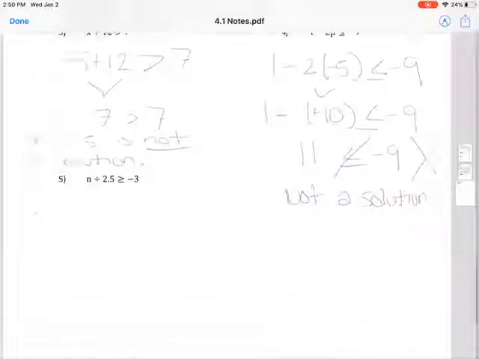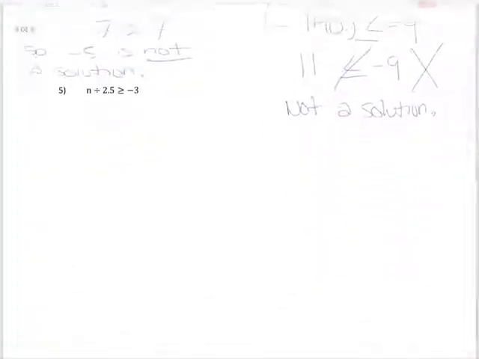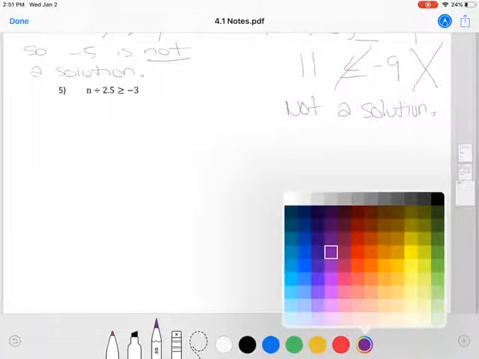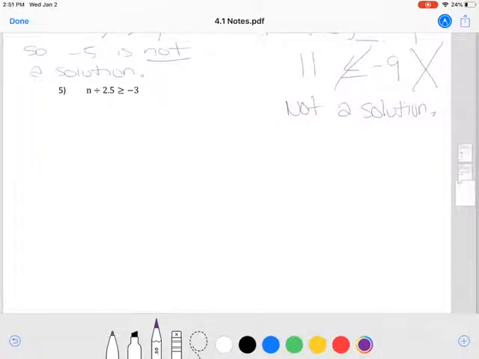All right, last but not least, n divided by 2.5 is greater than or equal to -3. And I want to see if -5 is a solution, so I'm going to plug in -5 for my variable. So -5 divided by 2.5 is greater than or equal to -3.